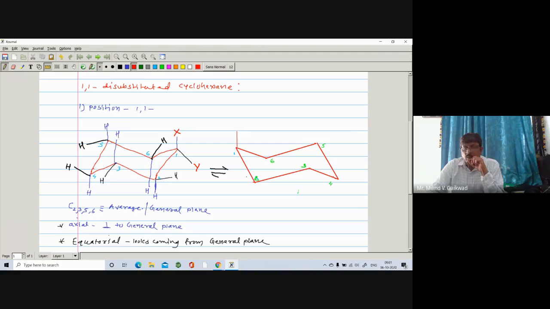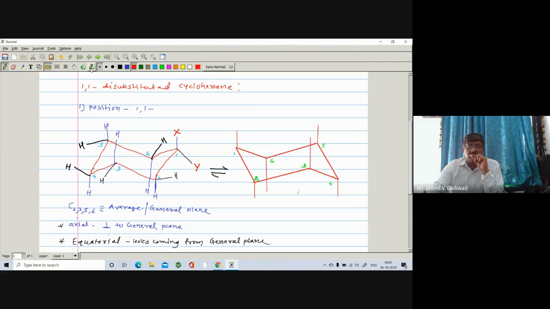Carbon number 1, then carbon number 2. Here it should be parallel, right? Then it should be parallel, it should be parallel, then it should be parallel. So in this way, you have written the bonds which are perpendicular to the general plane.